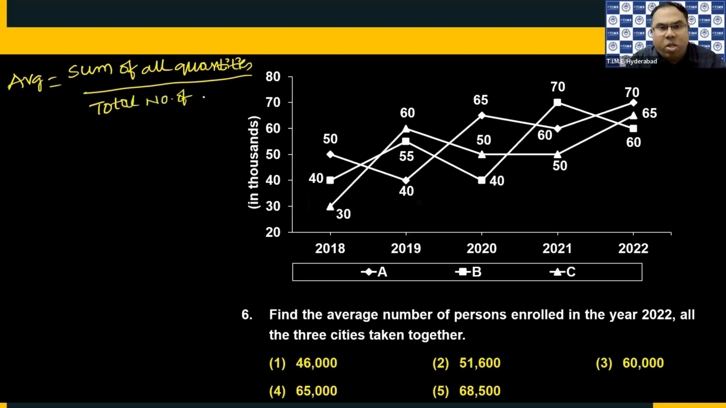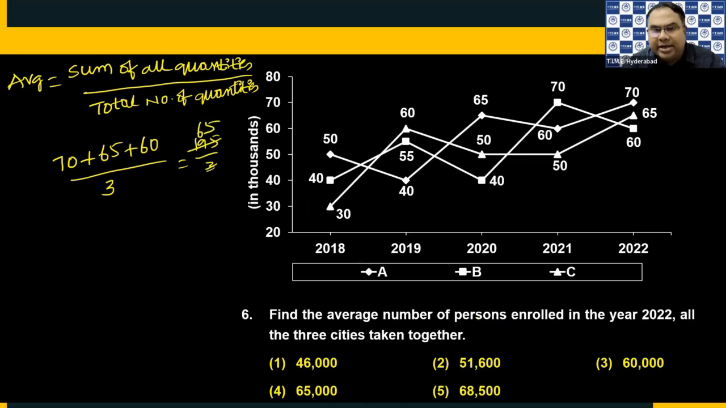Now if you see here, sum of all quantities, 70 plus 65 plus 60 divided by 3. 195 upon 3. 65 should be your answer and units are 1000. So 65,000 should be your answer.